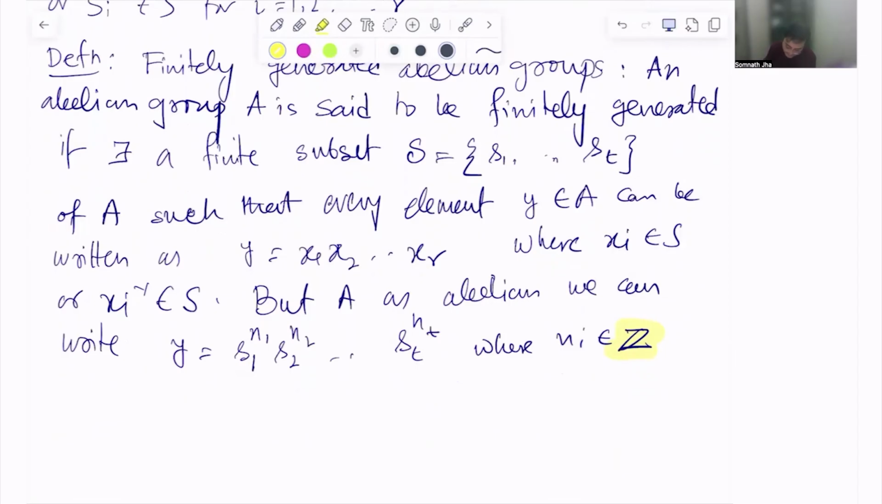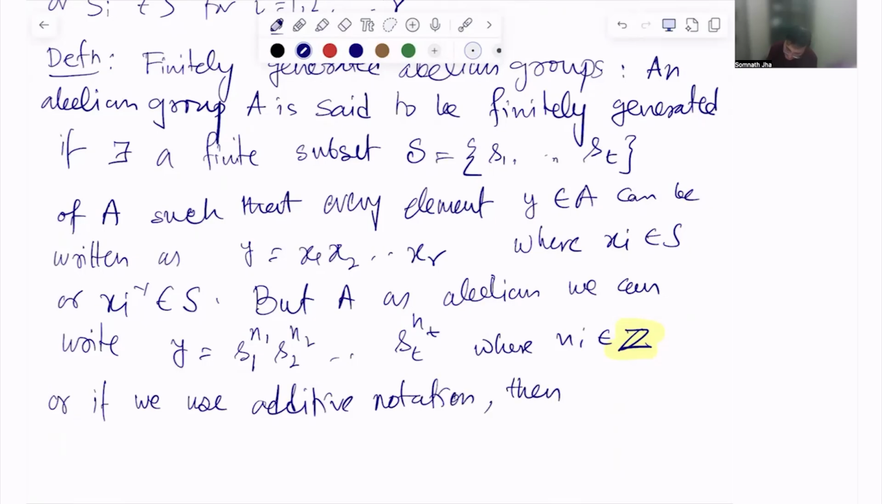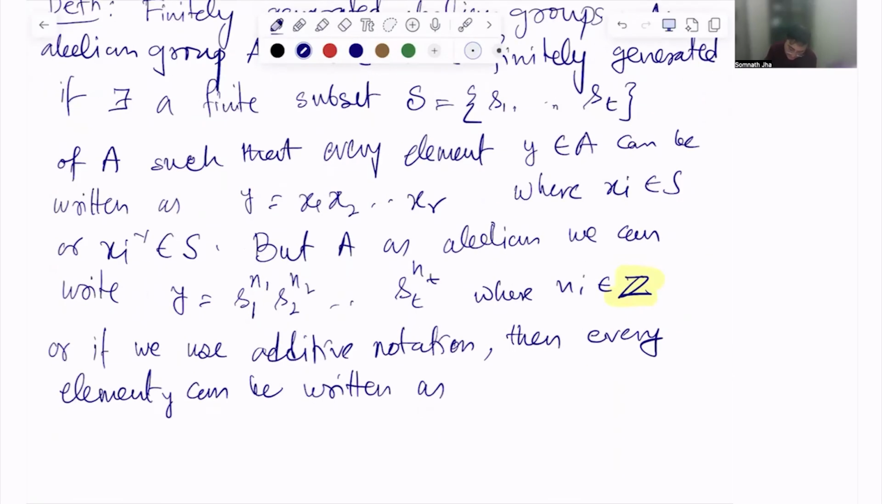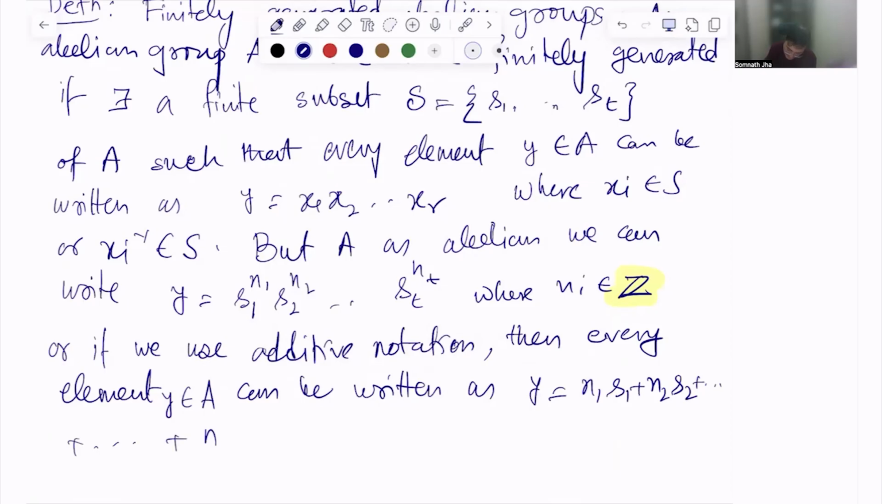Or if we use additive notation, then every element y in A can be written as y equal to n1 s1 plus n2 s2 plus nt st, where ni belongs to Z, and this ni depends on y. Right?